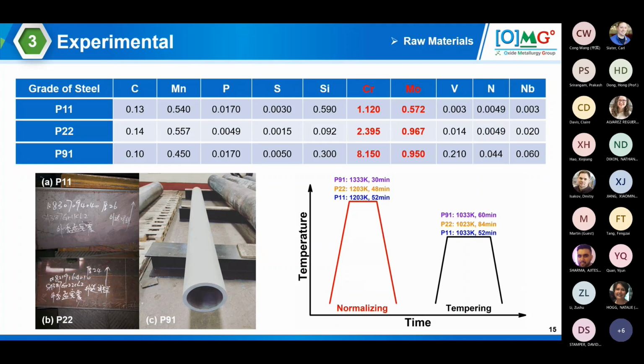And the raw materials used here are these 3 major heat resistant steels, P11, P22, and P91. As you can see, they essentially differ from each other by chrome and moly content. We sourced all these raw materials from one major player in the Chinese market. And here are the heat treatment histories for these 3 materials: P91, P22, and P11.